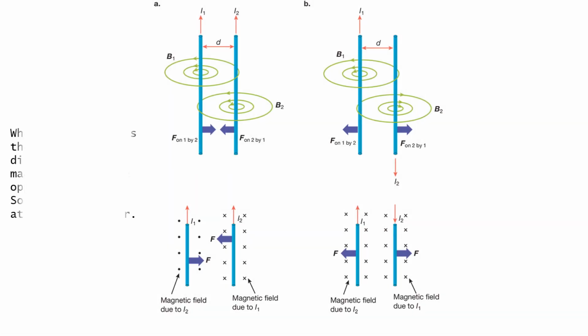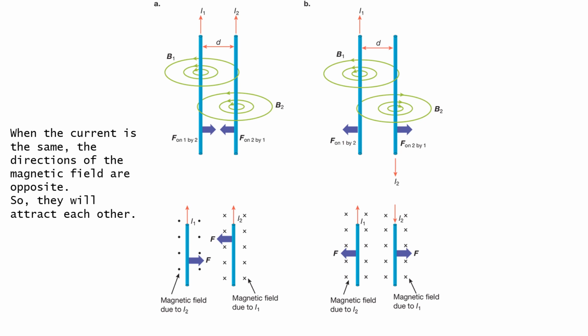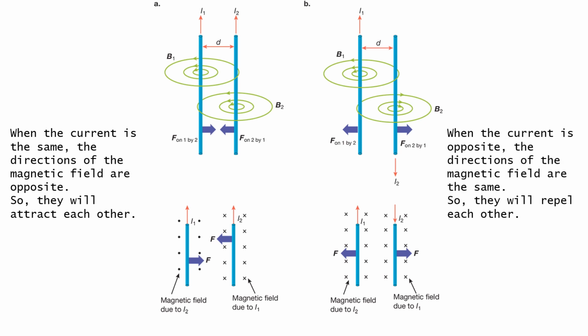When the currents are the same, the directions of the magnetic field between the wires are opposite, so they will attract each other. When the currents are opposite, the directions of the magnetic field are the same, so they will repel each other.